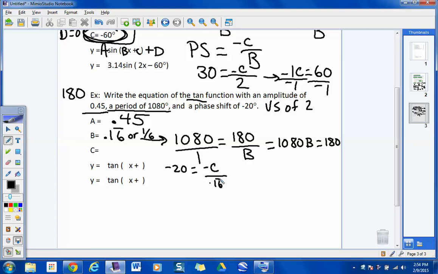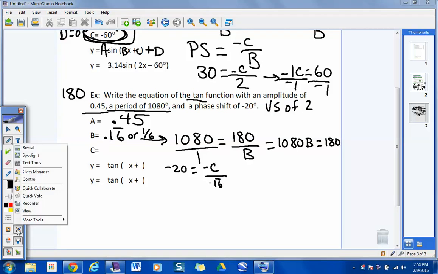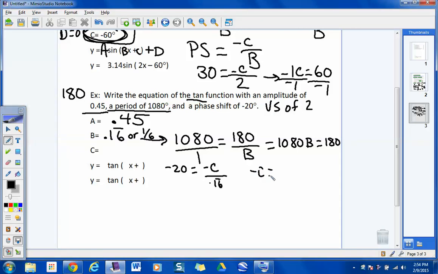You would take -20 times 0.16 repeating, wouldn't you? Punch it up here quickly. -3.3 repeating? Negative. Okay, so this means negative C equals -3.3 repeating. So what would I have to divide everything by here to get C alone now? Well, really, this is -1C, isn't it? Okay, so -3.3 repeating divided by -1 would be what value? Okay, and then finally it says a vertical shift of 2, meaning up 2.